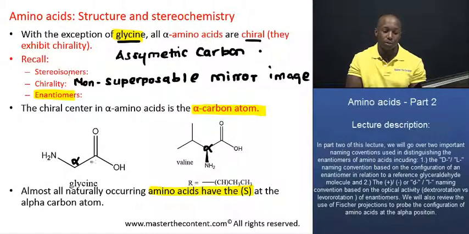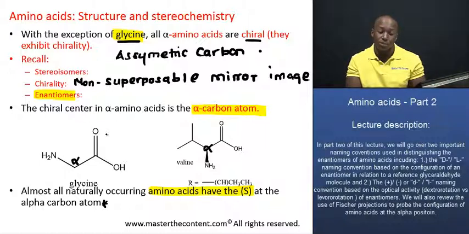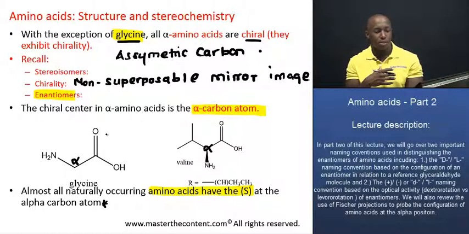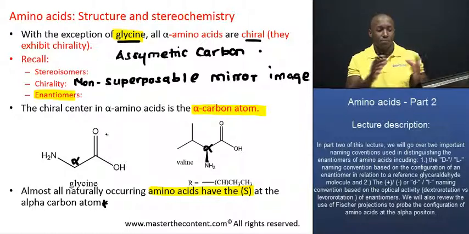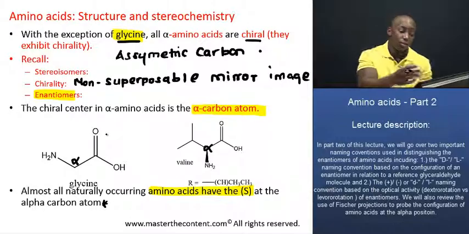I don't want you to really worry about that statement right now. We are going to review a few of these naming conventions, including the R and S naming convention, which is based on Cahn, Ingold, and Prelog priority rules. But before we get there, I really don't want you to worry about that too much. So that's a bit of a lowdown on a few of the general things you need to understand as far as amino acids are concerned, and we'll move on.